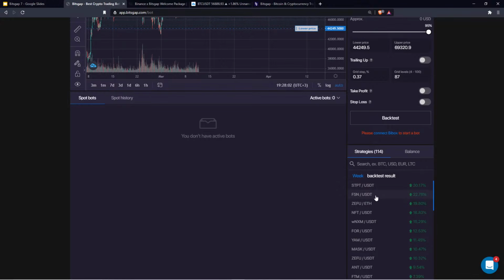So if you like, you can use these metrics as a kind of benchmark for future projections. So you see that with STPT, the bot made 30%. That means that there is enough liquidity on this coin, and this coin is interesting for the market. Traders are trading it, investors are investing in this coin. Otherwise, it would be barely possible for the bot to generate 30% just in a matter of 1 week.